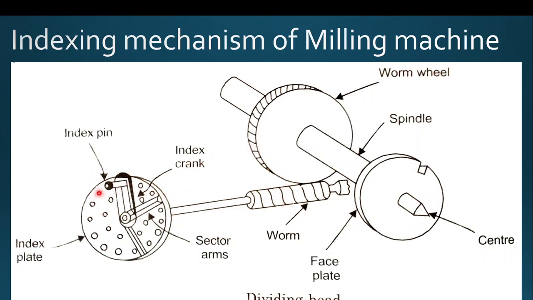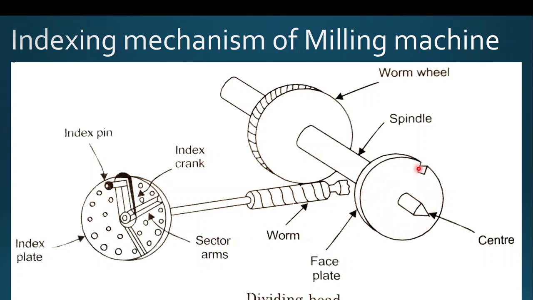It comprises an indexing pin and indexing crank, and this is nothing but the index plate provided with a lot of holes in it, and this is actually the sector arm. The index crank is further connected with the shaft which is holding the worm. If you rotate this index crank, the shaft will also rotate. The rotation of the worm will rotate the worm wheel. The worm wheel is keyed with the spindle shaft, which is further connected with our workpiece. In that way, if you rotate this indexing crank, the workpiece will also get rotated.